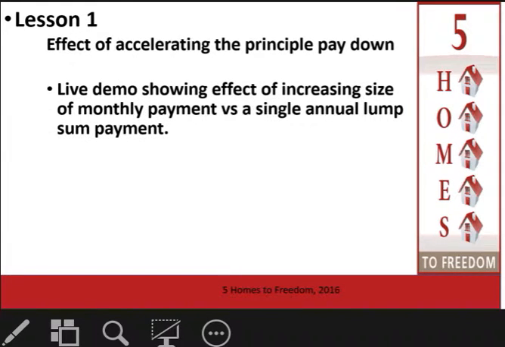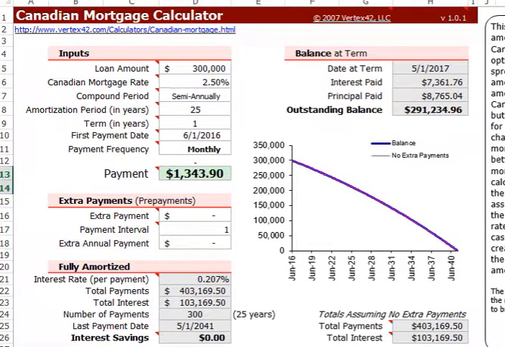So what I'd like to do now is go through a live demo and show you the effect of increasing the size of your monthly payment versus applying a single annual lump sum payment. So just bear with me here while I open things up. All right, so you should now be able to see the mortgage calculator.